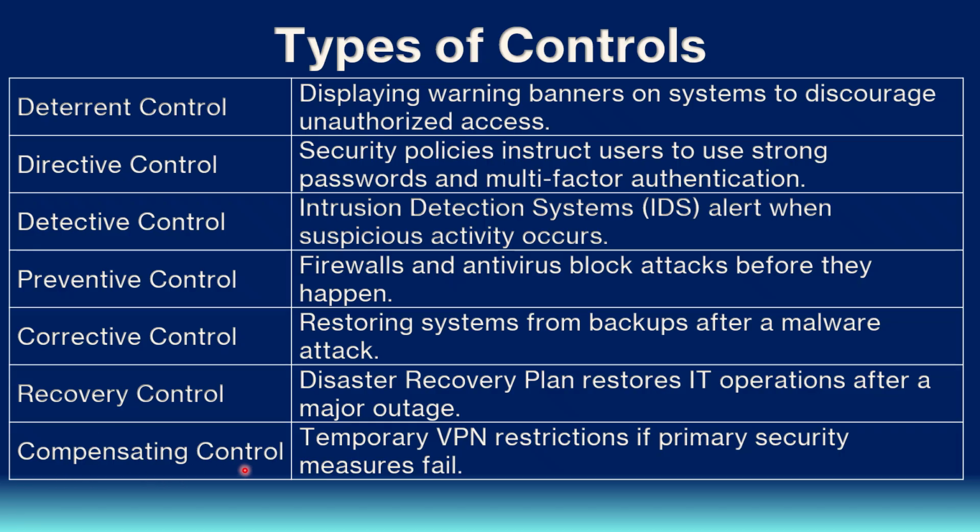Compensating control. Temporary VPN restrictions if the primary security measures fail. So any control that is enhancing the primary safeguard can be a compensating control, or if the primary safeguard goes down, whatever can help to make the system or the organization secure, that is a compensating control.